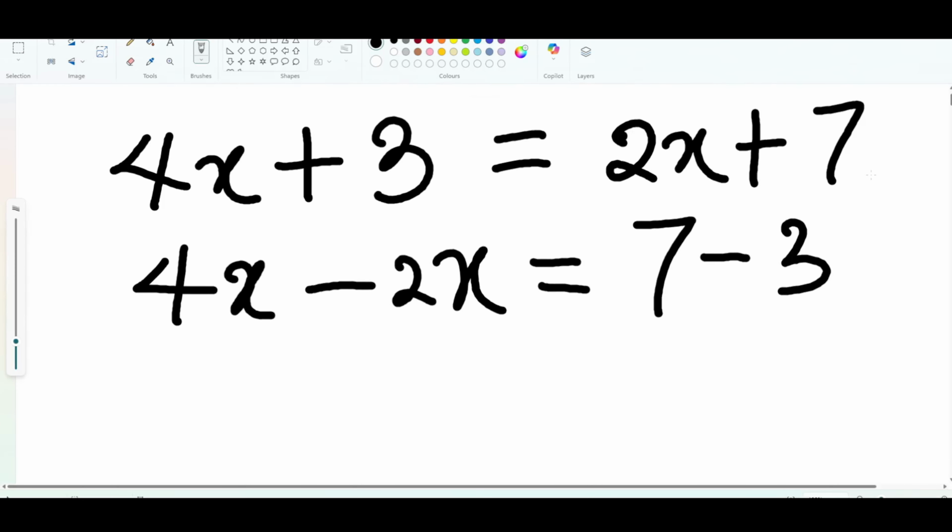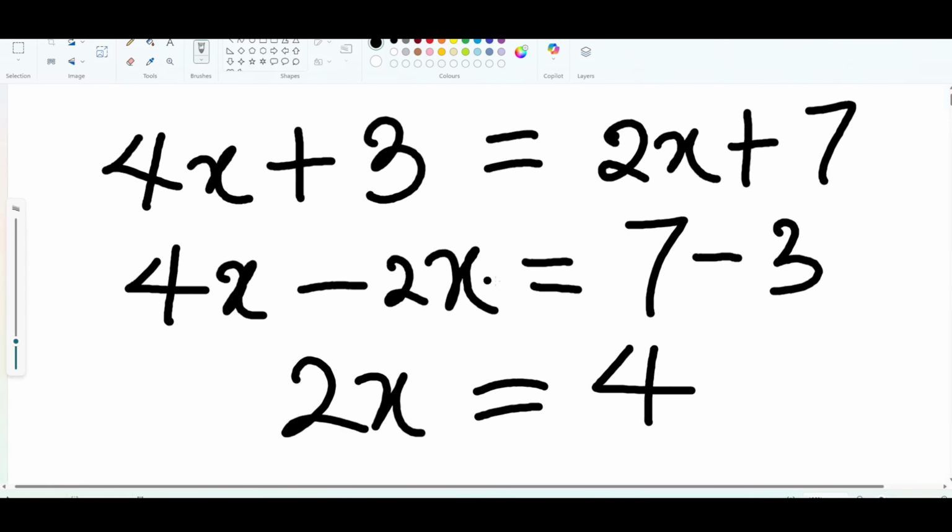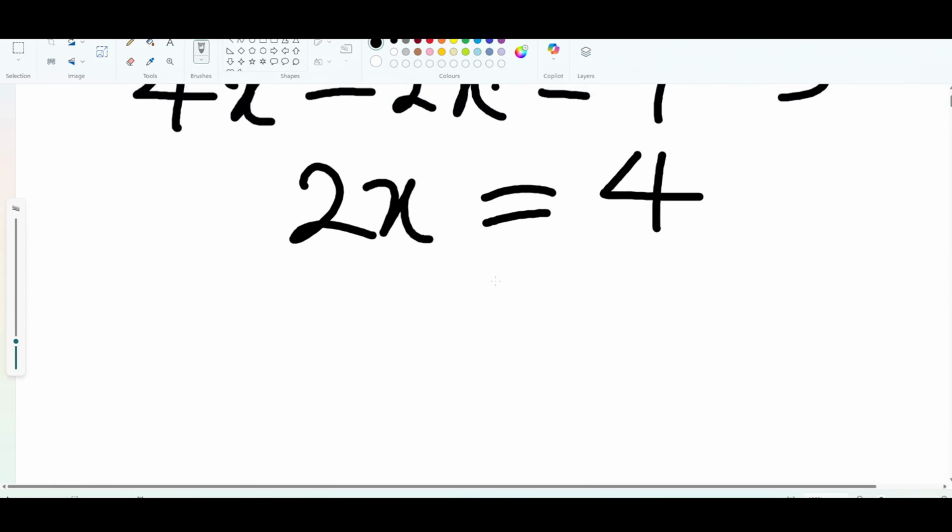Now the next thing we'll do here is to subtract this from this. So it becomes 4x minus 2x, and that is 2x. And 7 minus 3 is equal to 4. Now that we have reduced every term to one term on the left hand side and one term on the right hand side, how do we take the 2 off so that we are only left with x, because what we are looking for is x?